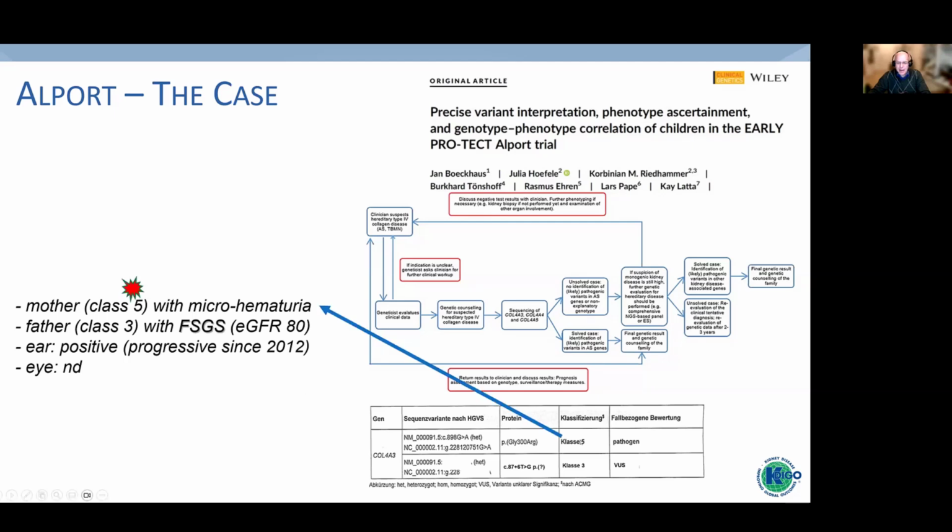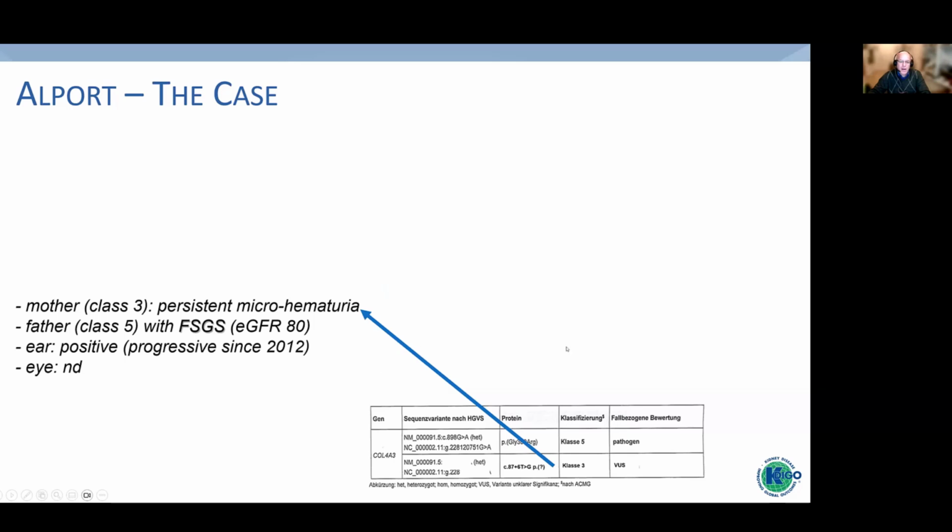So let's say this class 5 variant caused the microhematuria in the mother. So I would say that's solved because it's class 5. However, in the father, I would upgrade this variant of unknown significance because the father has a biopsy-proven FSGS and mildly impaired kidney function, telling you that this is not of unknown significance.